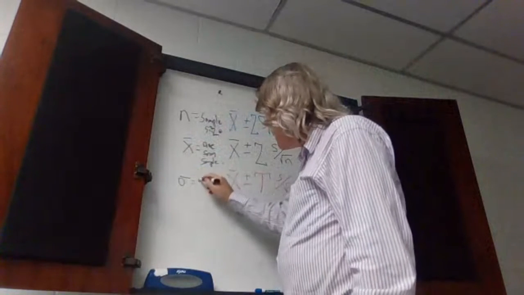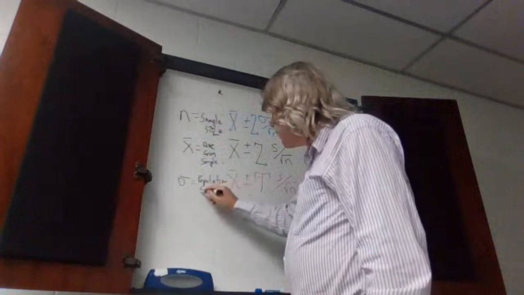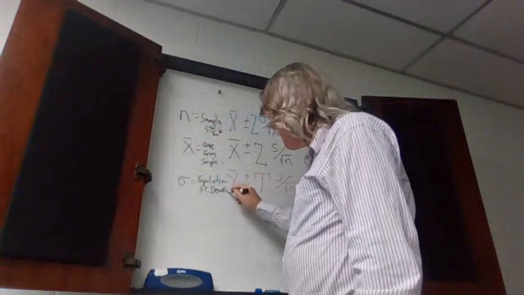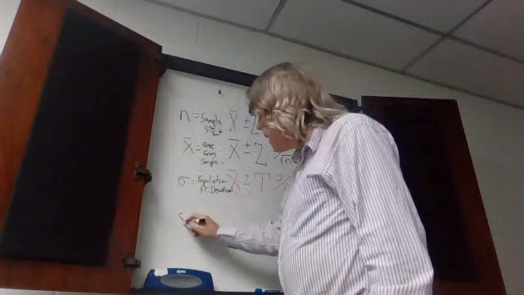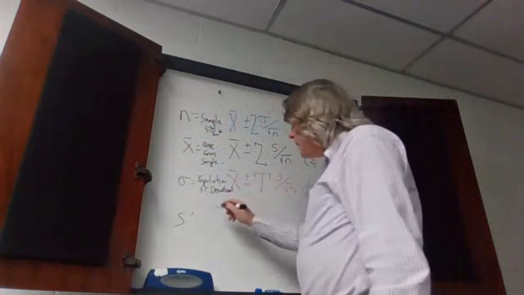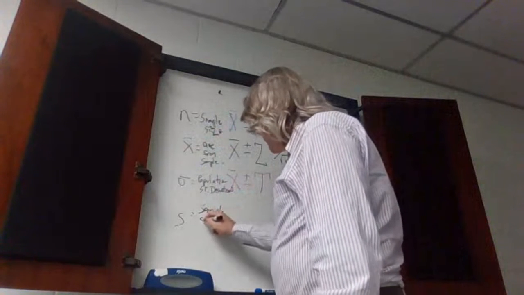Sigma is the population standard deviation. S is going to be equal to the sample standard deviation.